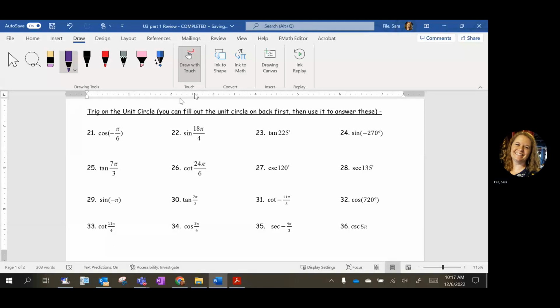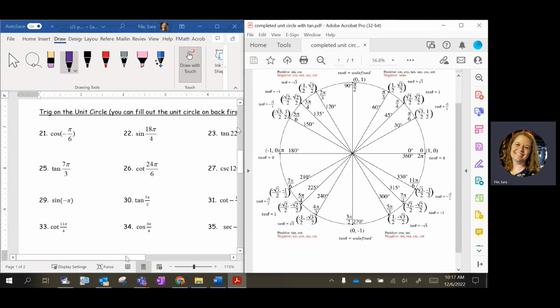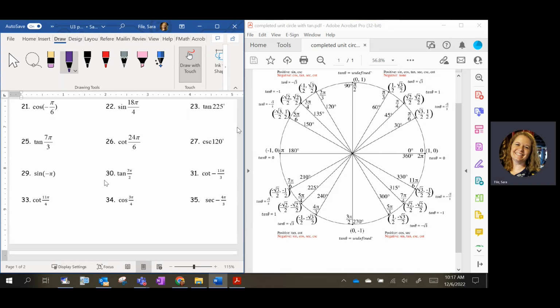where we're using the unit circle to answer these questions. All right. So starting with 21. And actually, if you have not color-coded your unit circle, and when I say color-coded, I mean like draw a line.